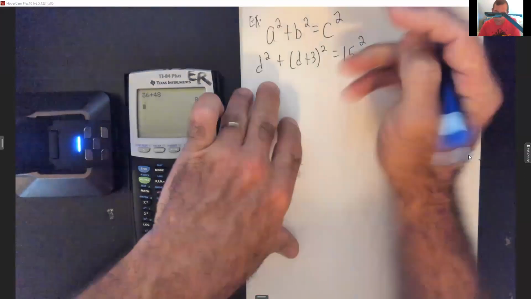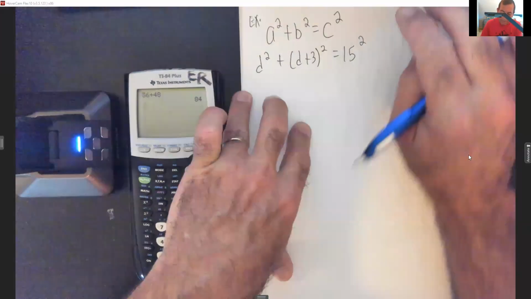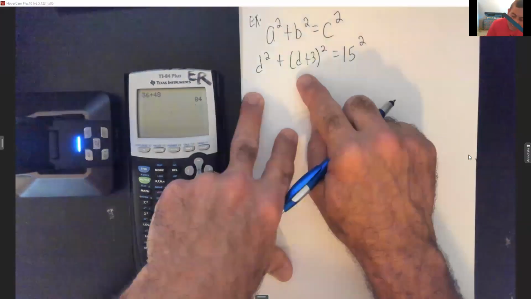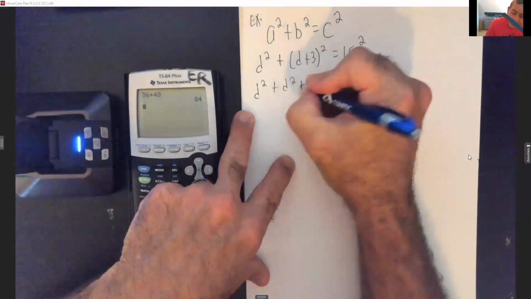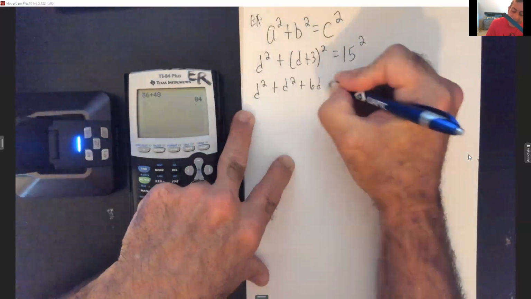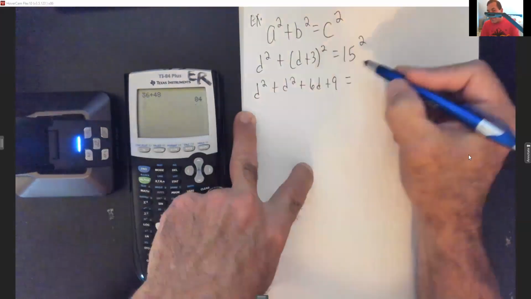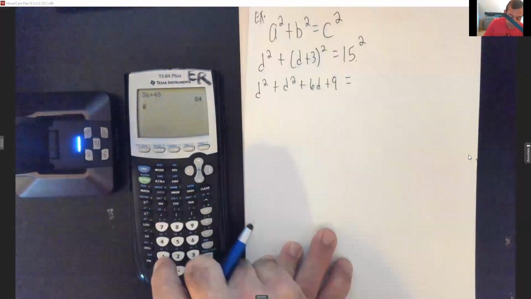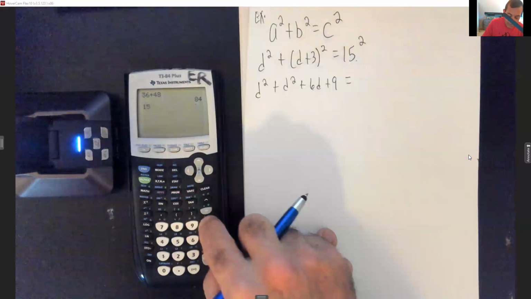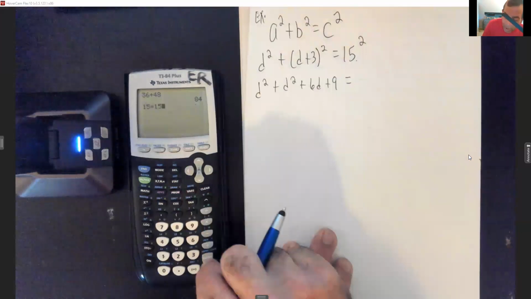All right, so y'all with me? Back up to where we had it right here. And we're still going to get the same thing when we square that. That'll still be a D squared plus the 6D plus 9. But what we want to do on this side is figure out 15 times 15, which is 225.